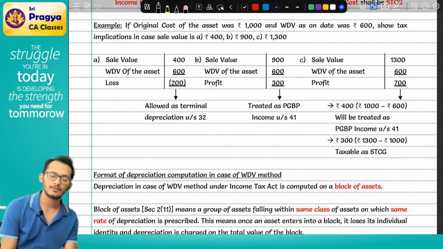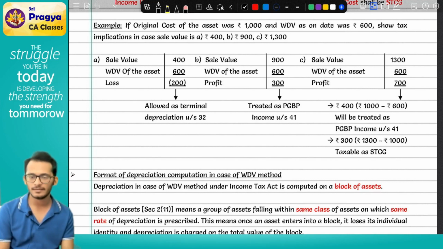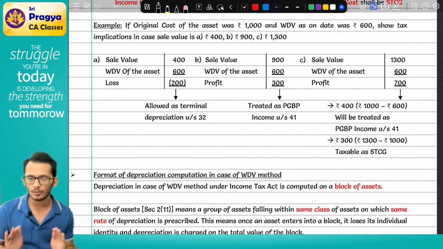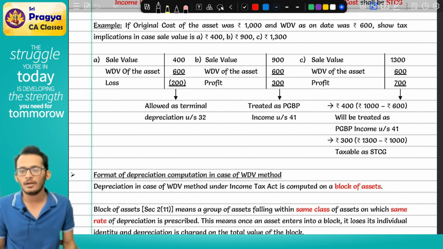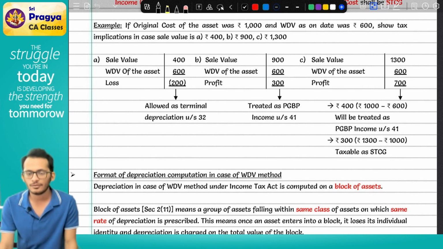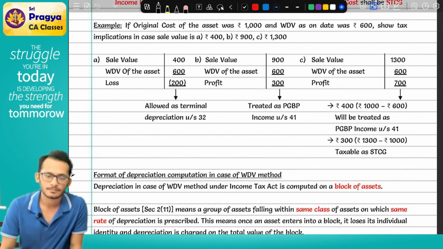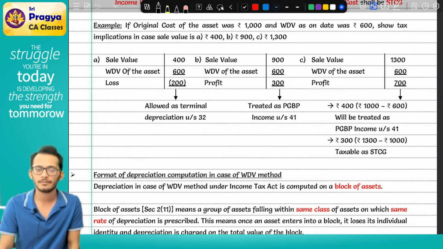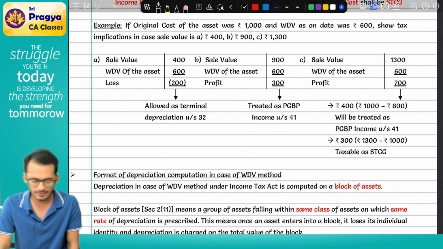Yes or no? Yes. Read this. Be careful about it. Clear? Great. Two days of discussion, and we are done with depreciation. Any doubts on the depreciation part, or is everything clear? Everything is clear? Yes.